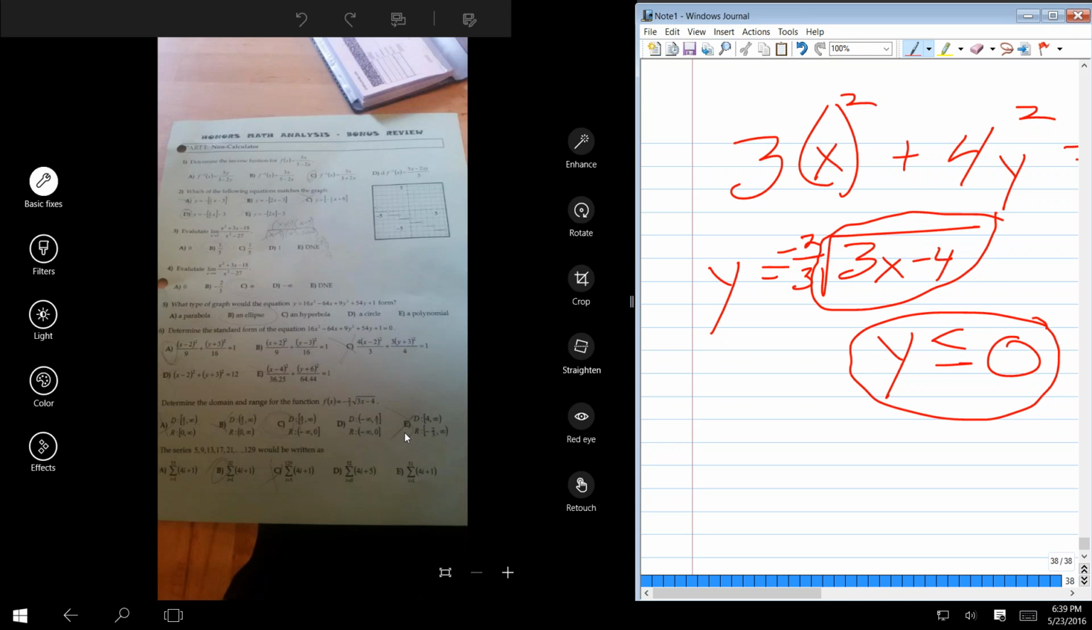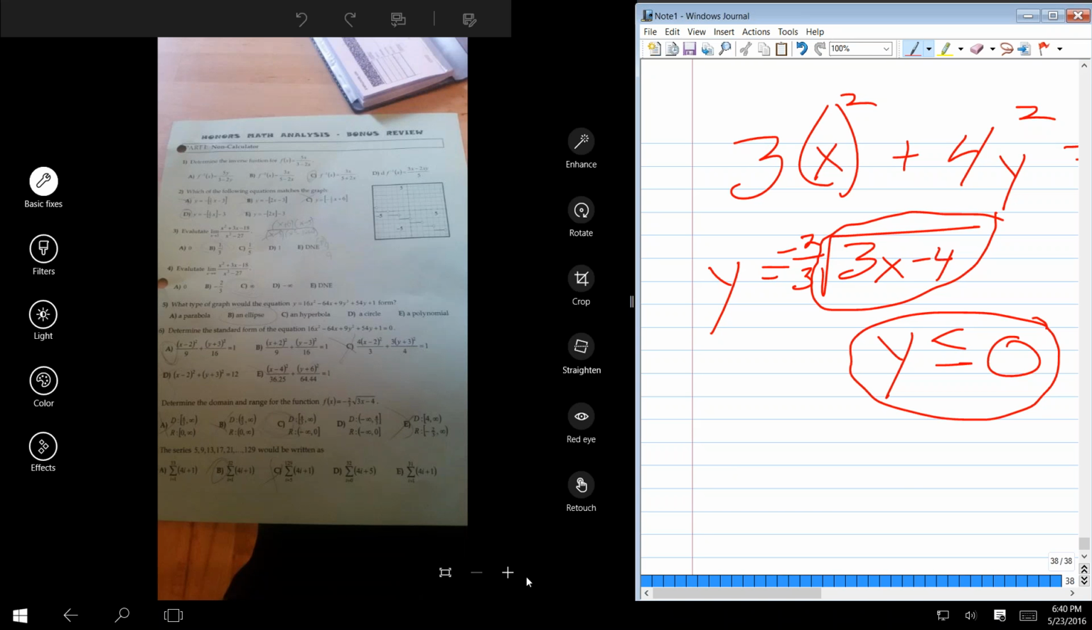Their answers, oh, I see. They give you a domain and a range. Let's see, 4/3 to infinity on the domain, and that one's not right. It's D, or C rather. Yeah, it's C.